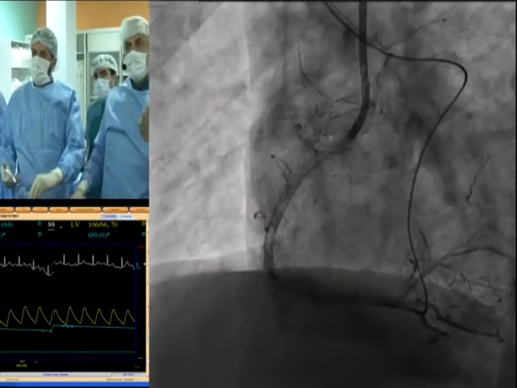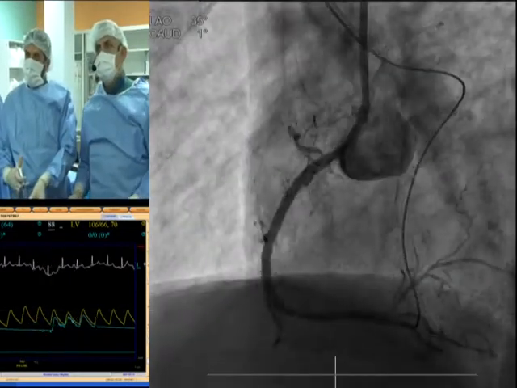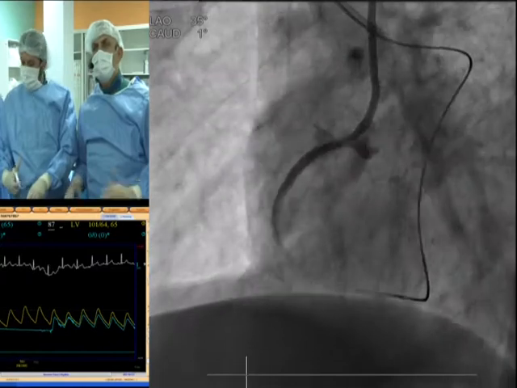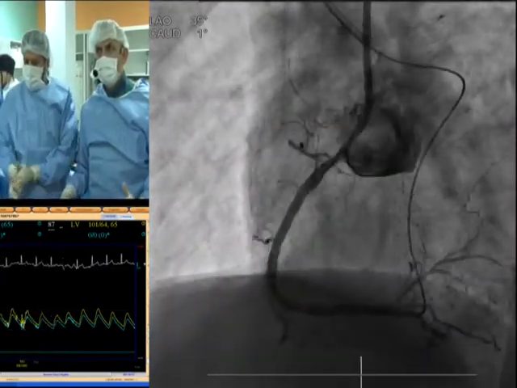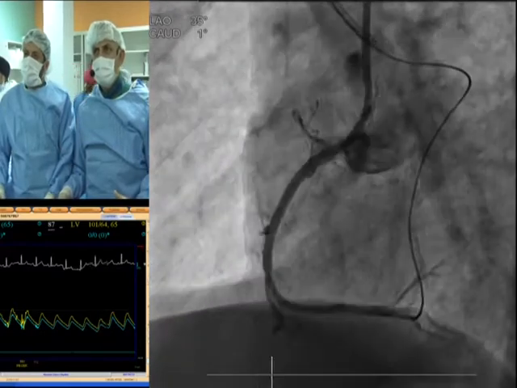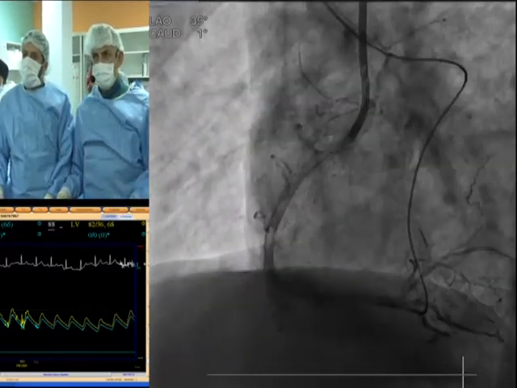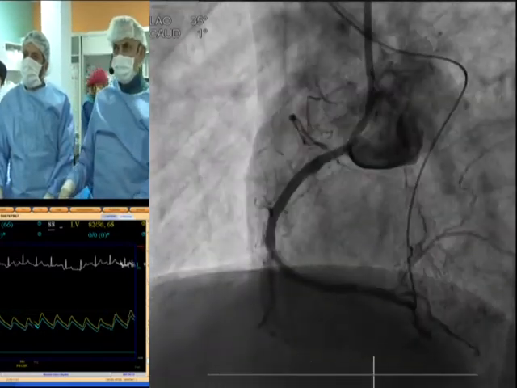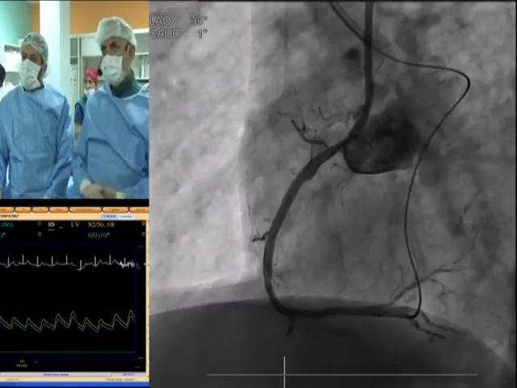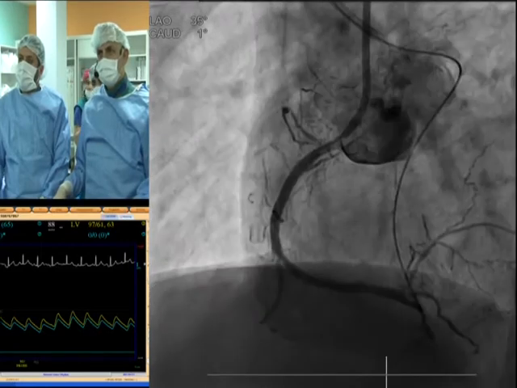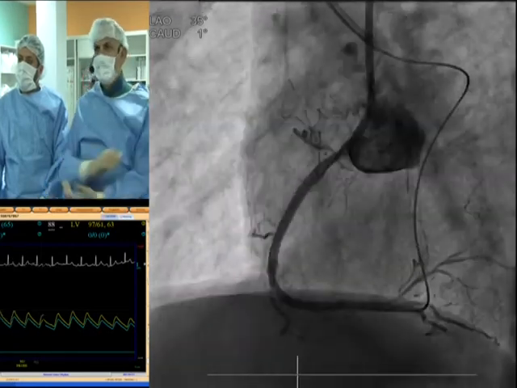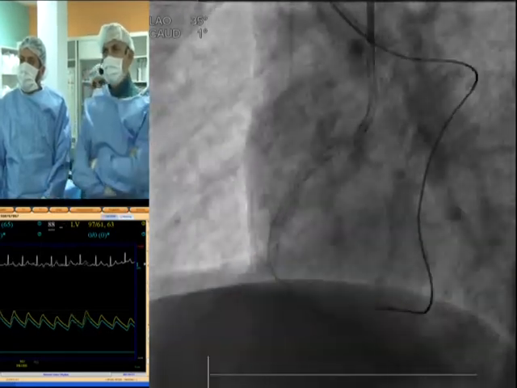Okay, so you see that after nitro, the distal vessel became bigger. I don't want to put any more stent down. I think I'm okay here. There is some disease part, but I don't want to put another stent there. If I need it, I will do it later. I mean, after 6 months, I will check this lesion.